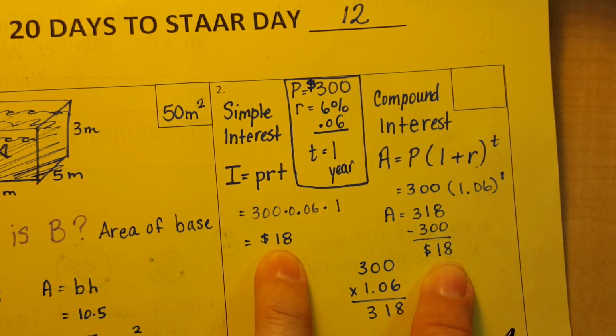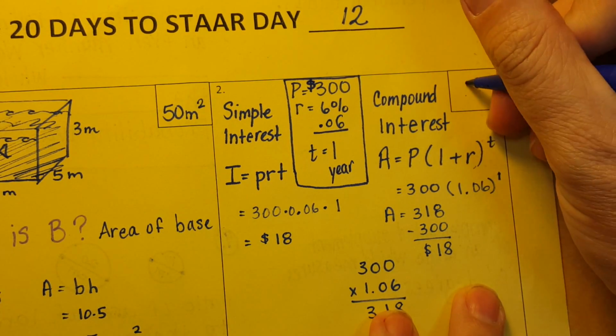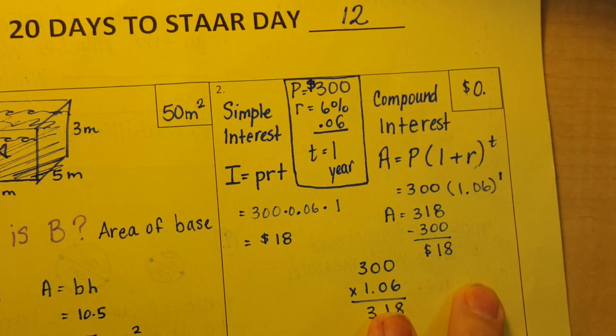Okay, so going back to the question, it asked you what is the difference between them? Well, there is no difference. The simple interest earns you $18. The compound interest earns you $18. So our difference is none. So we can put $0 of difference.